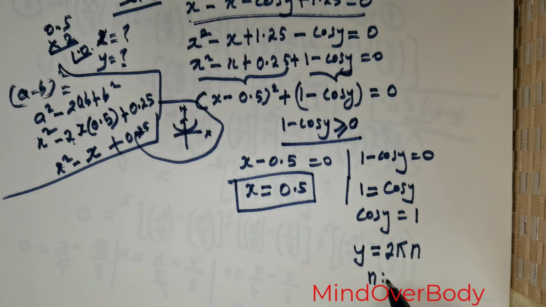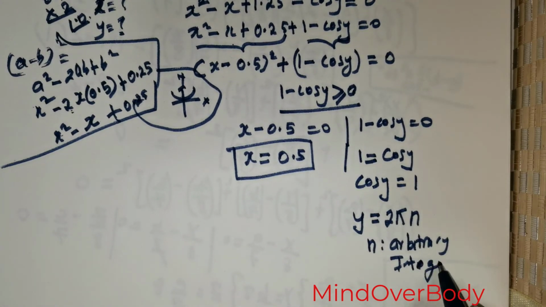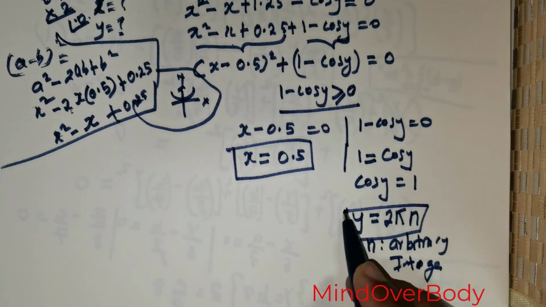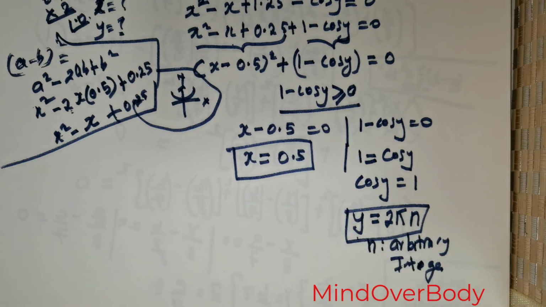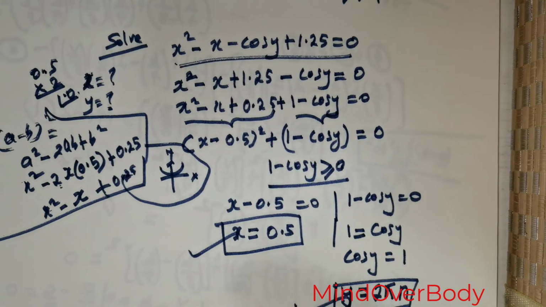And what is the value of n? n is some arbitrary integer. So y is equal to 2 pi n and x is equal to 0.5. These are my solutions, two solutions for this beautiful question.